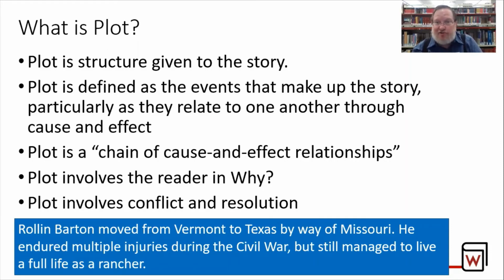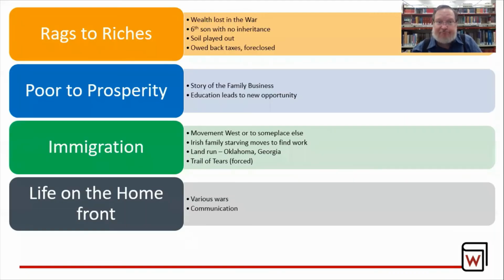He had multiple injuries. I wondered right off, did he break his own horses? Did he break, that sort of thing. Plot is a chain of cause and effect relationships. Plot involves a reader and why. Why did he move? Why did he come to Texas? Why did he go through Missouri and not some other way? Plot involves that conflict and that resolution.